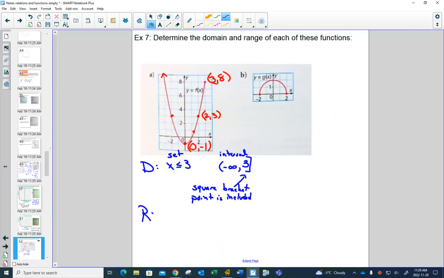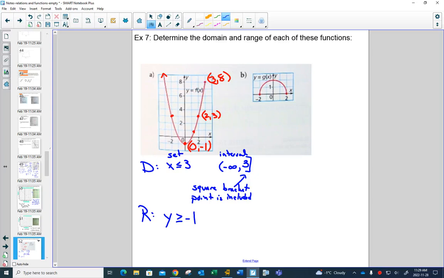Next, this same one, we're going to do the range. y is greater than or equal to -1. Good. Does that make sense what he said? The smallest y value that ever happens is -1. It doesn't stop at -1 because on this side, it goes up forever. So everything bigger than -1, there's a y value somewhere on that graph. So we say y is bigger than or equal to -1.